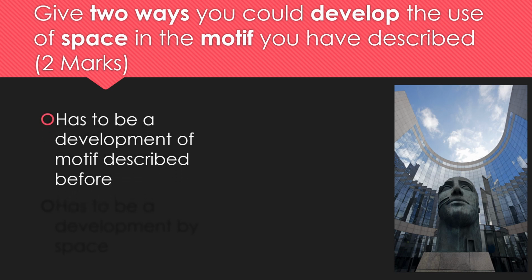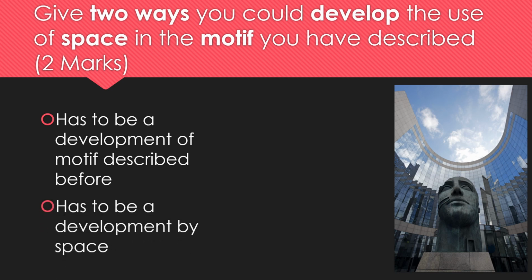So, point 1 has to be a development of the motif you've described before. You can't now talk about a kick into a lunge. You have to talk about what I've just said of the motif that we've explained, the arms punching, the fist clench. It has to be a development by space. Obviously, the question's asking you about space. Let's talk about how we can develop space.